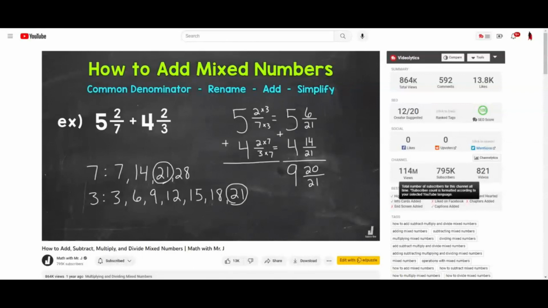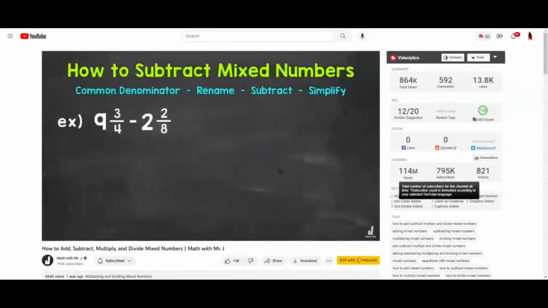20/21. Always check to see if you can simplify the fractional part of a mixed number. Well, 20/21 is in simplest form. The only common factor between 20 and 21 is 1. So we are done. And our final answer is 9 20/21. Next, let's move on to subtraction.